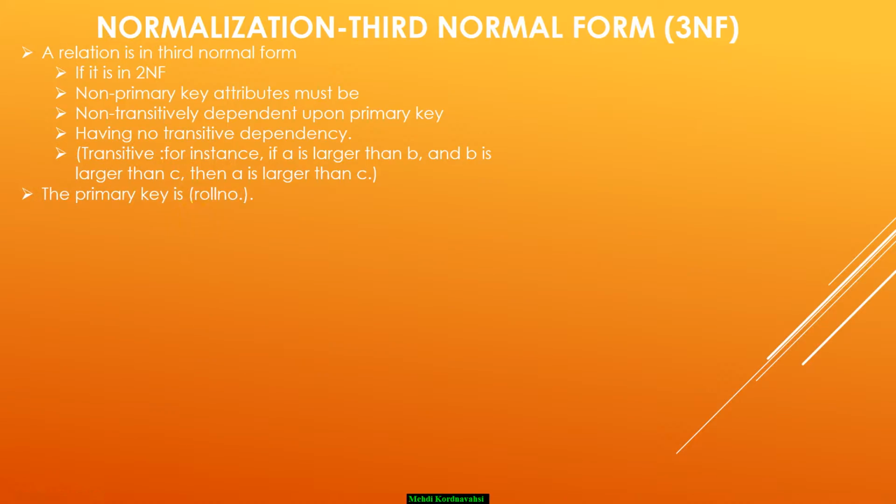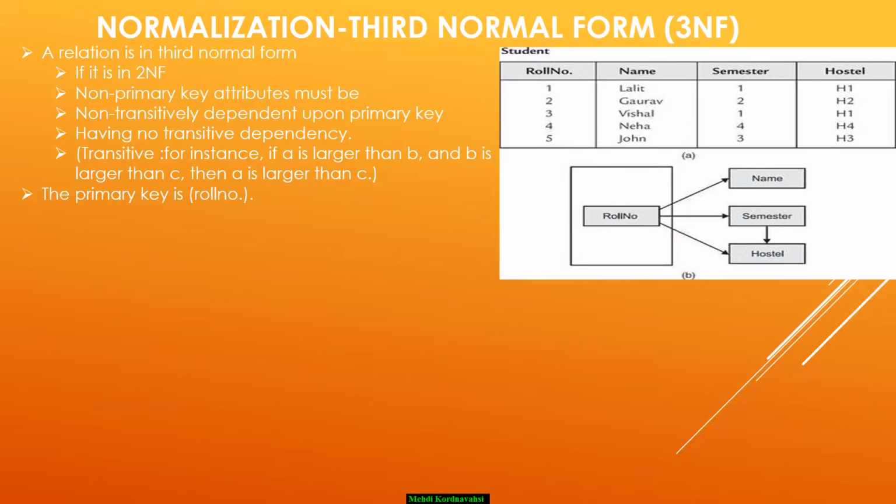The primary key is roll number in this example. The condition is that a different hostel is allotted for a different semester. A student relation is in 2NF but still contains anomalies. Here is another example, and there are some students, roll number and name, and some hostel. In each semester, we need to assign a roll number and hostel.